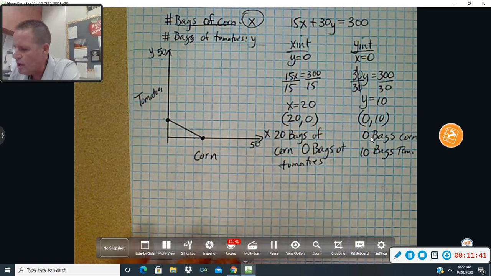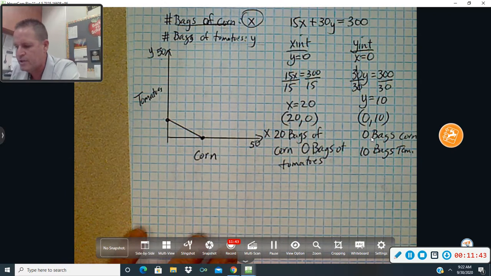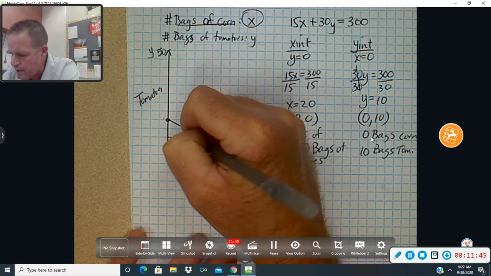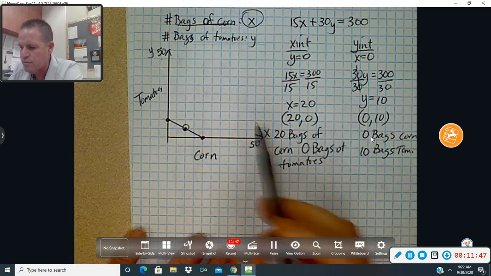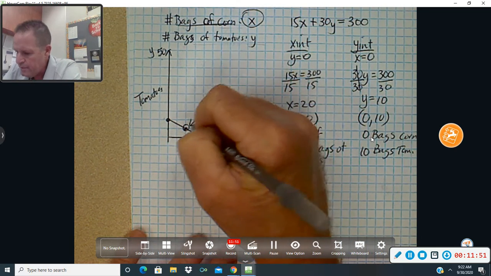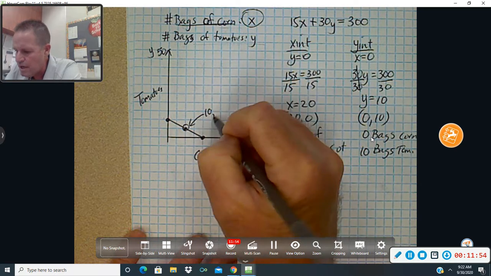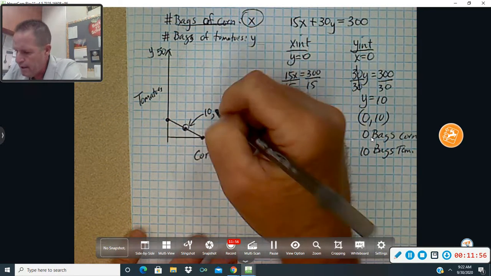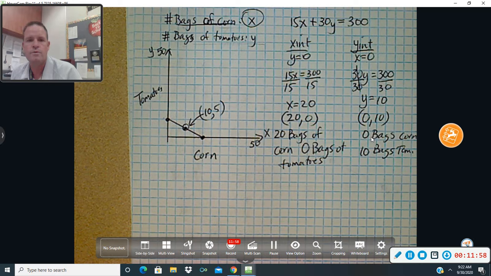And what this shows is all different combinations. So like a point that's right here tells me another combination. Remember, by going by 5s, this is 10 bags of corn, comma, 5 bags of tomatoes. So any point that's on there represents what he can grow.